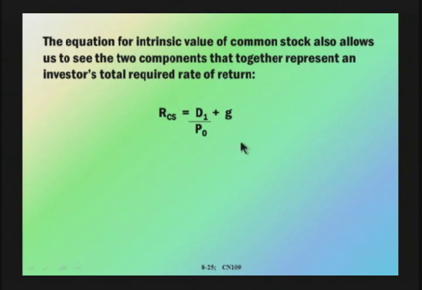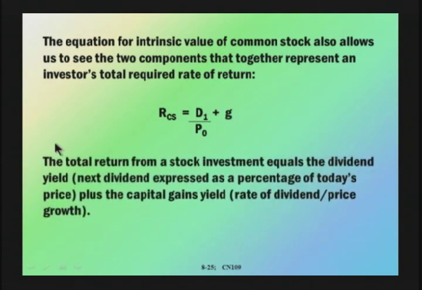So here is our model solved for the return on the stock. You can check that algebraically. This says the total return on the common stock is the sum of two components. This first component is that next dividend divided by today's price. This second component is that dividend growth rate, or the capital gains yield on the stock.